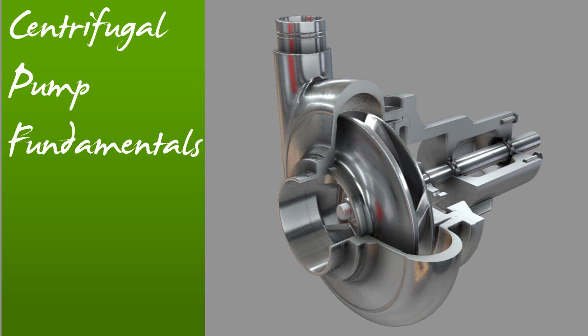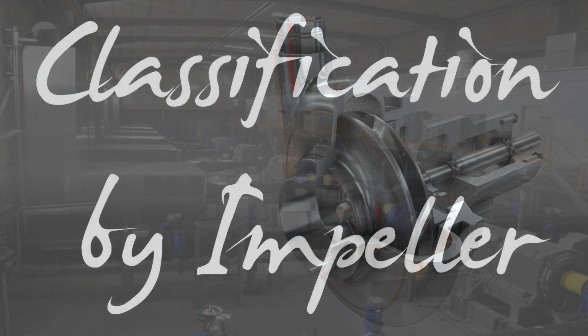By the end of the video, you'll know what radial, axial, and mixed flow pump types are. You'll be able to identify an overhung and a between bearings pump, as well as being able to identify a closed, semi-open, and open type impeller. In the final part of the video, we'll look at the difference between a single stage and multi-stage centrifugal pump.